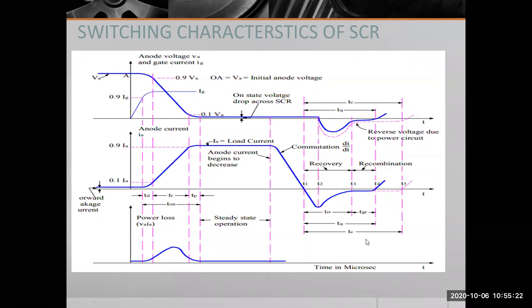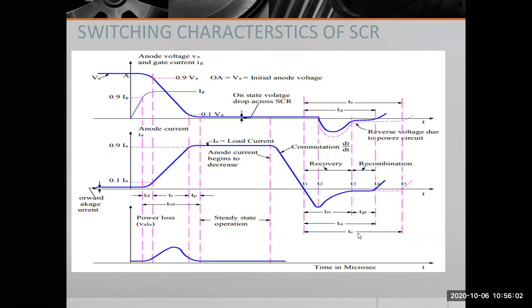Then how to classify TQ and TC? TC is nothing but the circuit turn off time, or we can define it like this. Listen carefully: how much time you are applying a reverse voltage across an SCR, that is nothing but TC. How much time you are applying a reverse voltage across the SCR, that is nothing but the circuit turn off time.